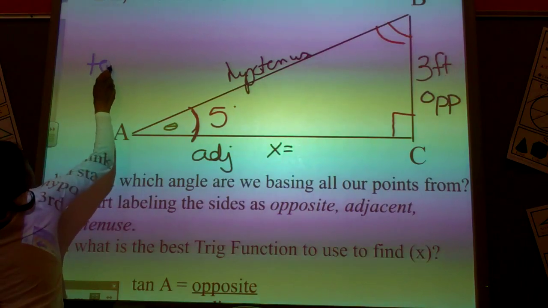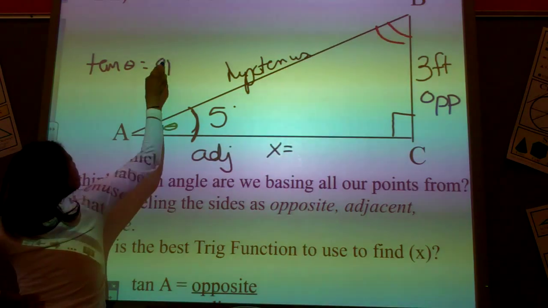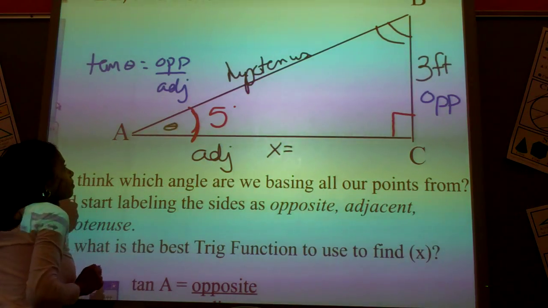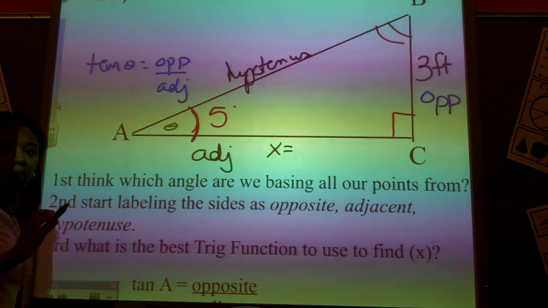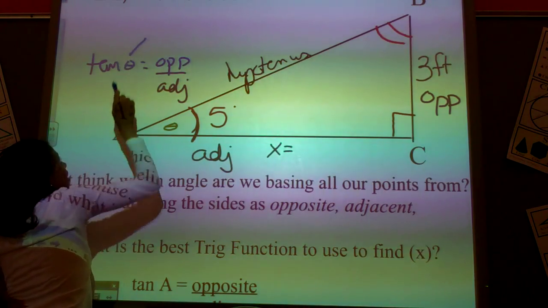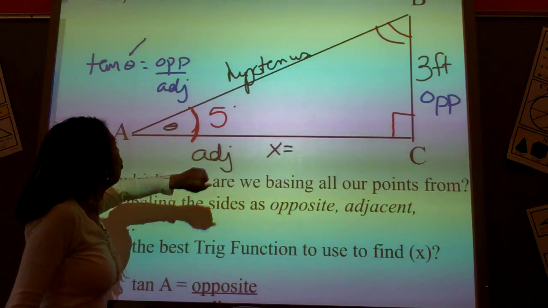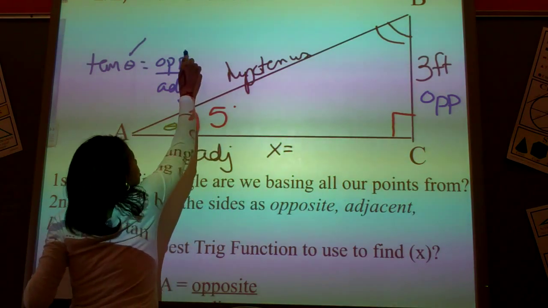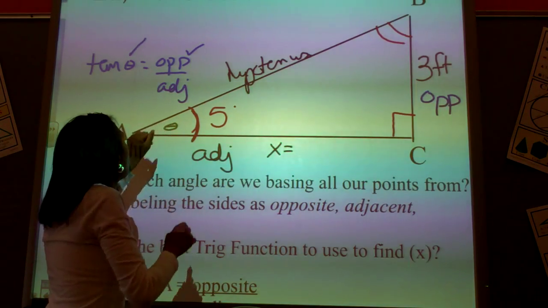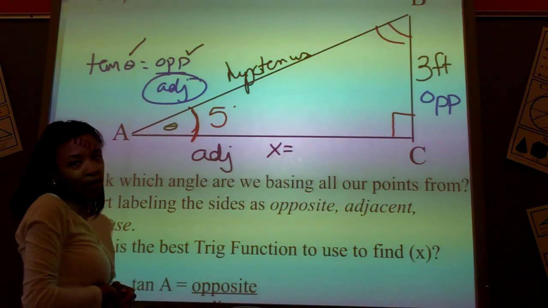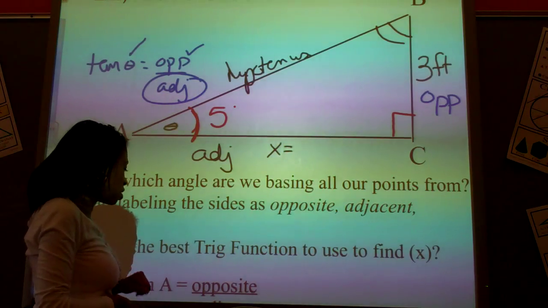Tangent theta is equal to opposite over adjacent. What do we have? We know theta. Theta is 5 degrees. That's why I chose tangent. We know the opposite leg, it's 3 feet. What we're trying to find is the adjacent leg. That's the only thing that's missing, so that's why this one is good.